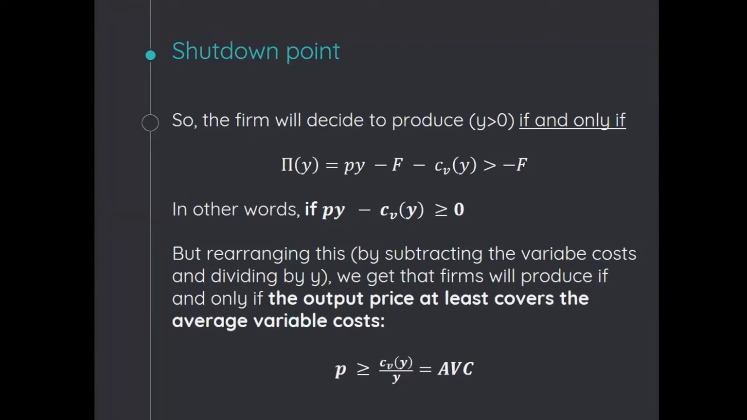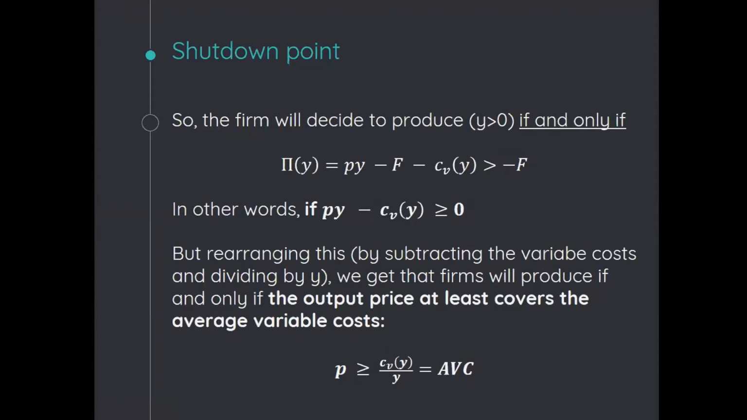And this implies, as the slide indicates, that if I do a little bit of algebra and eliminate the F's on both sides because they're the same in the inequality, you're left with PY minus the variable costs. So this only applies if the price at which you're selling your product is greater than or equal to the variable cost divided by the number of units. And the variable cost divided by the number of units is literally just the average variable cost.